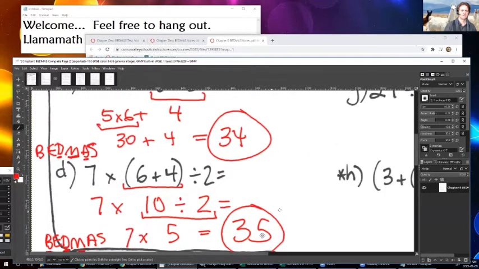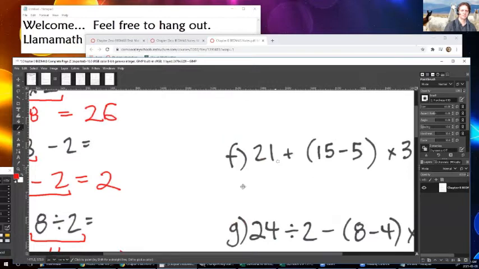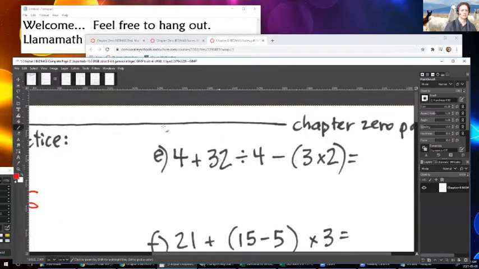Let's see if I can scroll right up to here. Again, I'm going to write my BEDMAS just so I don't have to remember it in my head. It's one less thing to keep in my brain. All right. Brackets. Yeah, let's do the brackets first. So it's 4 plus 32 divided by 4 minus, and what's in the brackets? 3 times 2, which is 6. So I finished with the brackets.